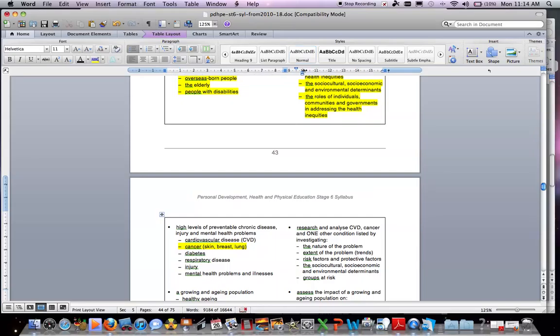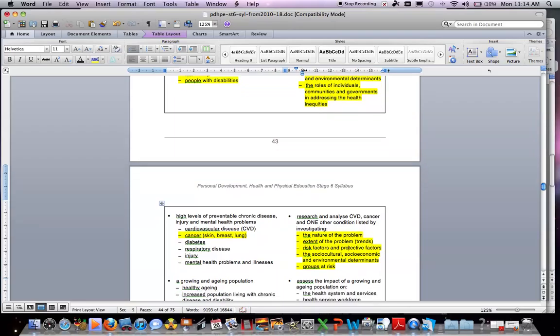The syllabus tells us to investigate the nature of the problem, the extent of the problem or the trends, the risks and factors of protective behaviours, the socio-cultural, socio-economic and environmental determinants, and the groups at risk. So those are the areas of the syllabus which this particular question has come from.